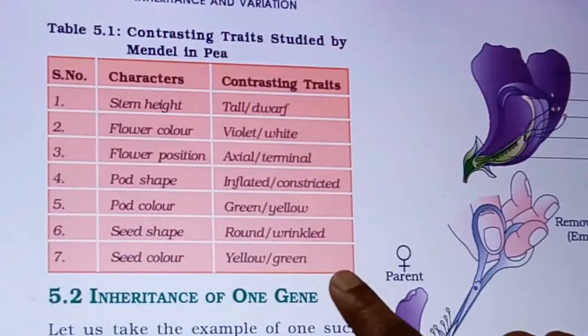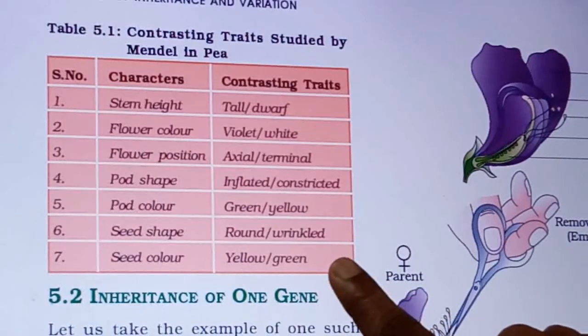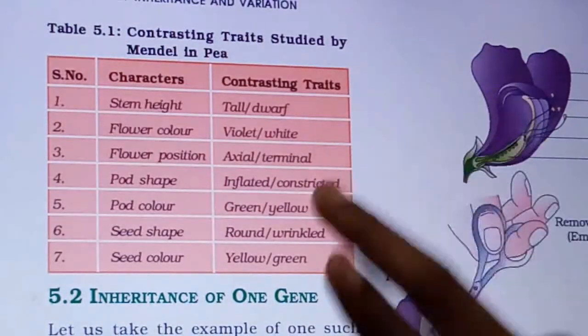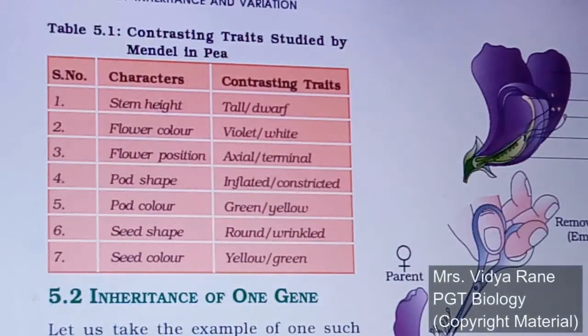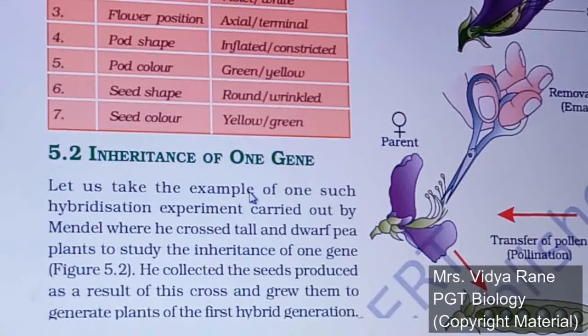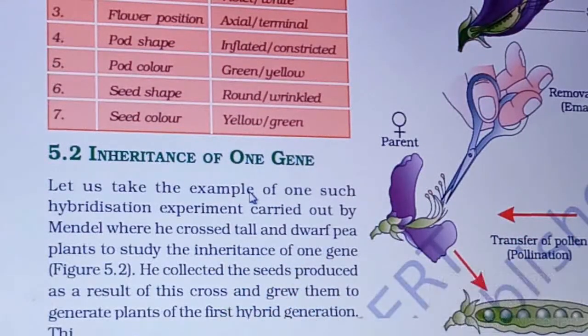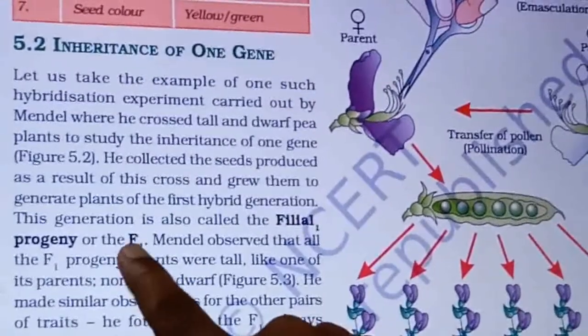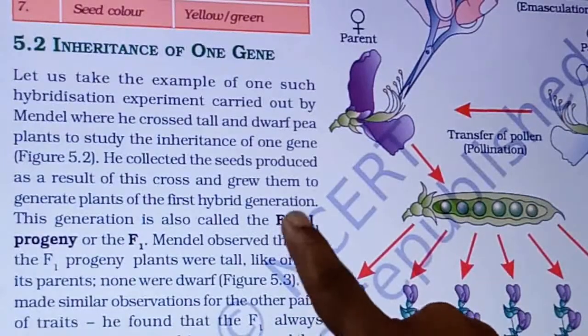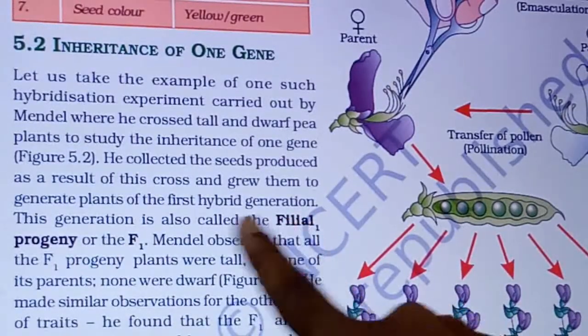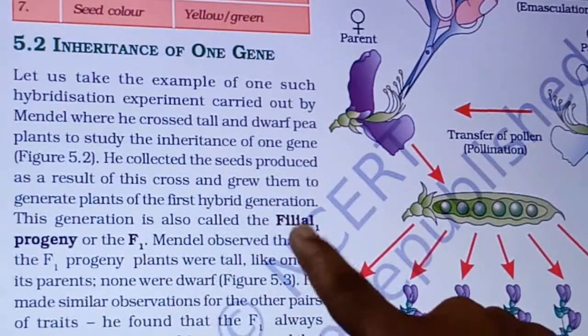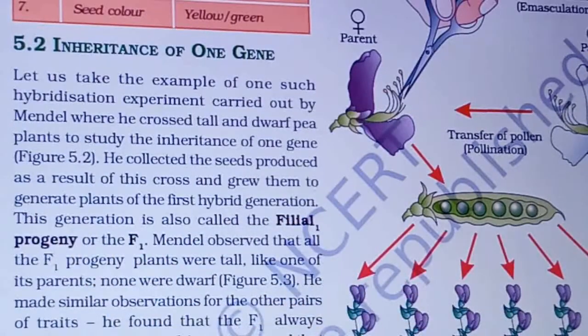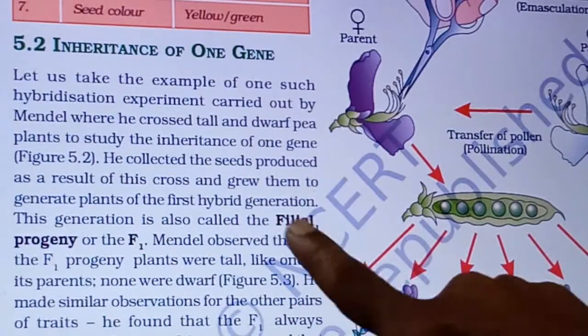Then this table is again very important. So you have to prepare this table. A 1 or 2 mark question will be asked. Inheritance of one gene, right? So in that, what is meant by F1, right? F indicates filial. So this you have to remember. F1, first filial progeny. That's why it is known as F1. This will also be asked.